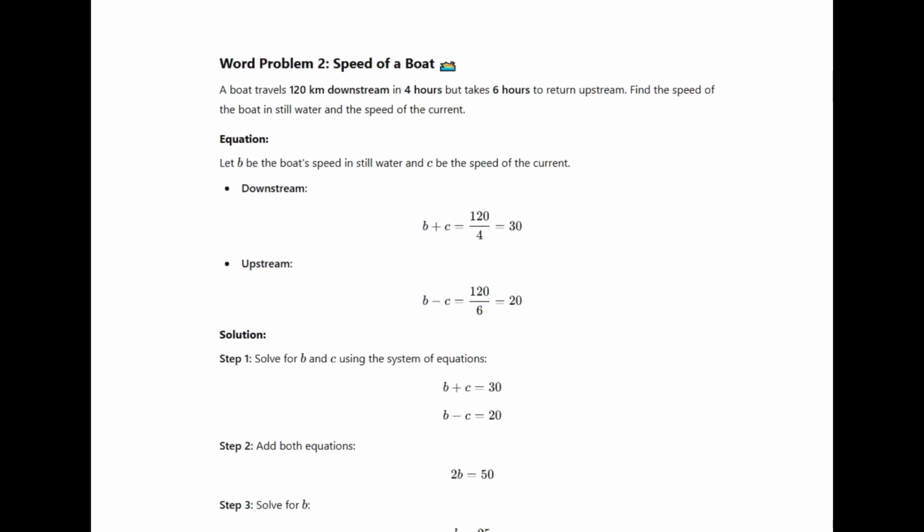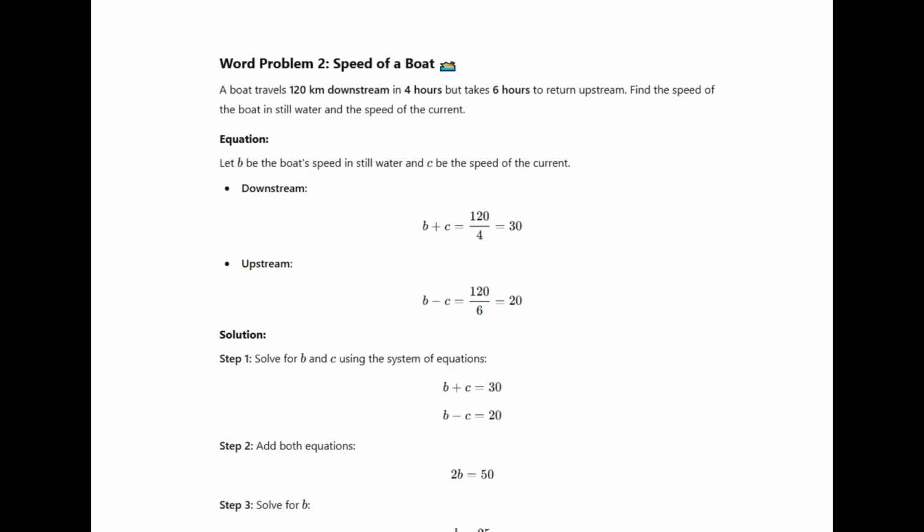Word problem 2. Speed of a boat. A boat travels 120 kilometers downstream in 4 hours, but takes 6 hours to return upstream. Find the speed of the boat in still water and the speed of the current. Equation. Let B be the boat's speed in still water and C be the speed of the current.